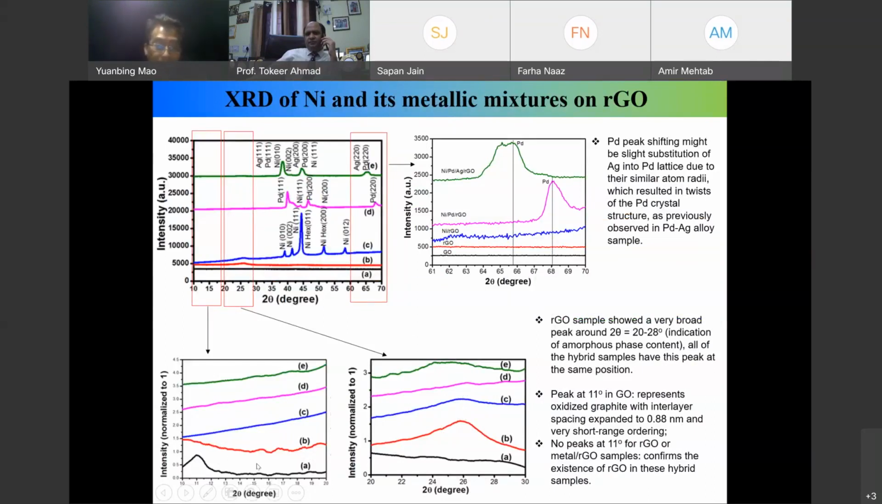And then if we look into this region, we will see there's a peak around 11 in the graphene oxide, right? But for the reduced graphene oxides, that peak is gone, okay? The reason there's a peak for the graphene oxide is because there is an interlayer spacing, okay? But once it's reduced, this peak disappeared. That means it's reduced.